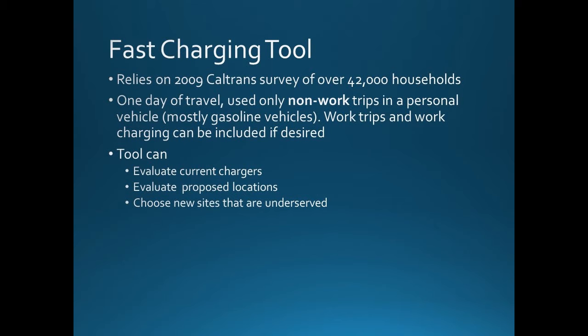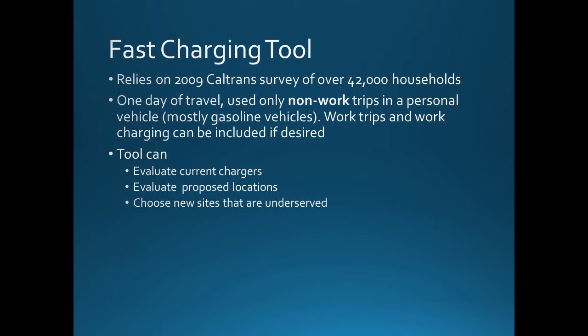So we look at 1 day of travel. There are limitations with this data set. Here it says we use only non-work trips, but actually you can include the work trips to see on work trips what might the applicability be of fast charging. We don't necessarily think on routine trips that it's going to be as applicable as non-work trips. So we separate out those two kinds of trips.